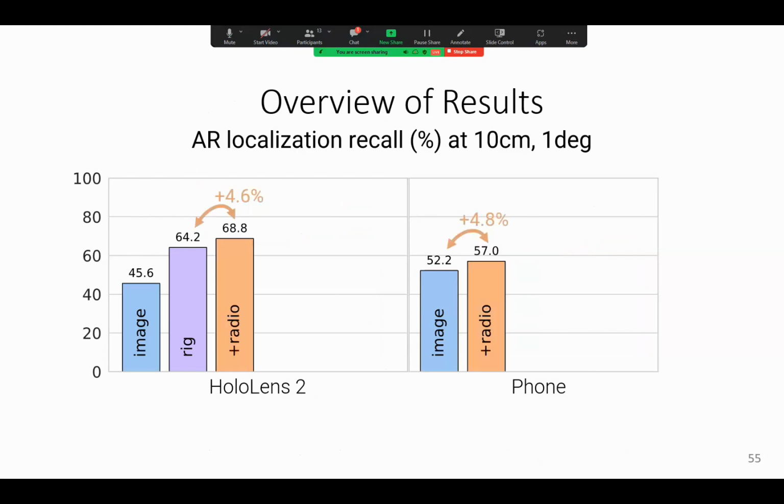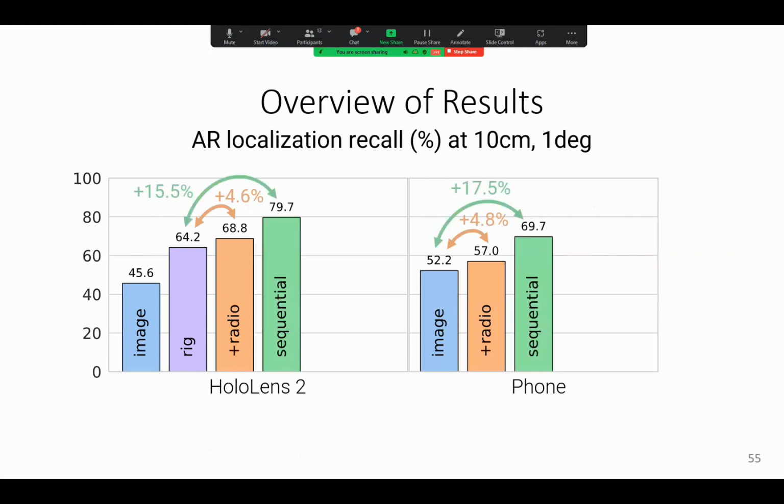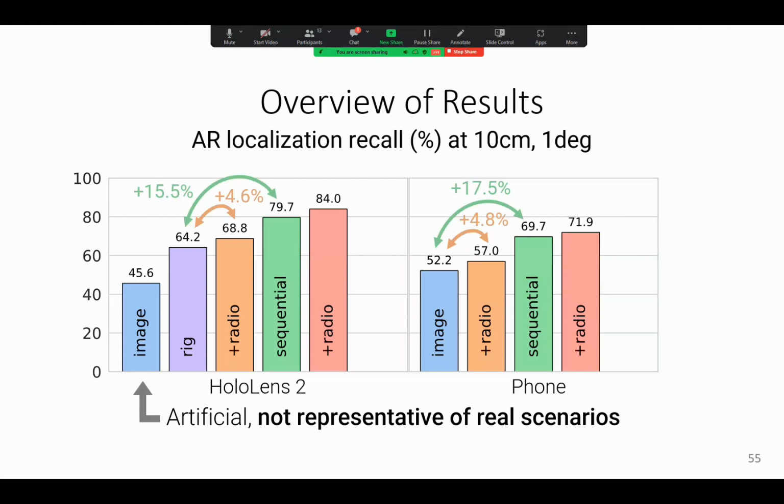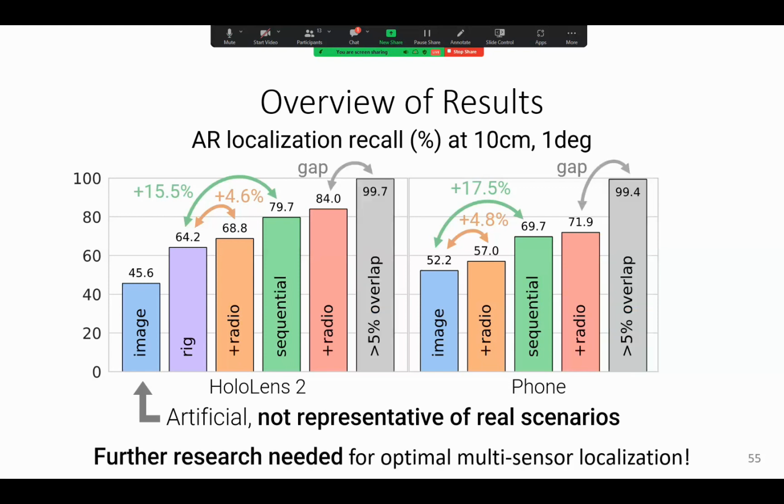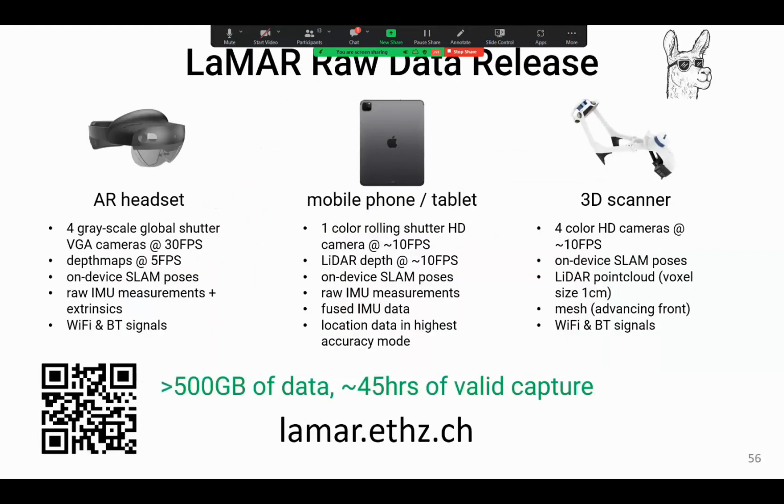You have the image setting, and then you have a rig if you have a device like HoloLens, plus radio signals, plus then adding sequential data. These are all the percentages of successful localization within those thresholds that we can achieve. We want to point out that single image is a bit of an artificial setting that most people use in other benchmarks. But this benchmark is also not saturated yet. If you look at how much data would be theoretically localizable, almost all our data should be localizable, and we're still far from actually localizing all of it, even when we use all of the data available.